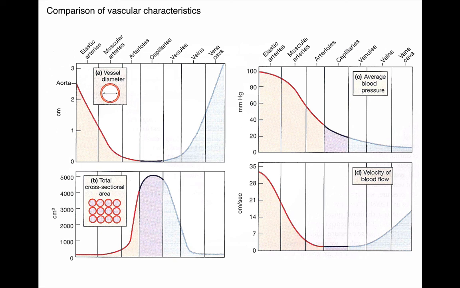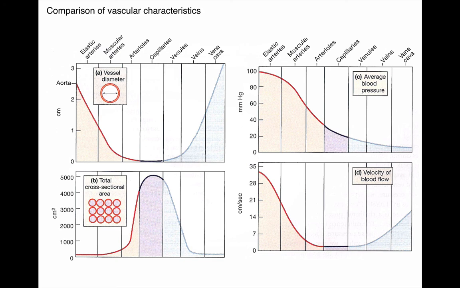On the other hand, when you consider the total cross-sectional area of all of the vessels of a given type, you see that the aorta is a relatively small part of the total cross-sectional area, as are the vena cavae. But notice here that it's the capillaries and the vessels that are immediately going to and away from the capillaries. Those are the ones that have the greatest total cross-sectional area.